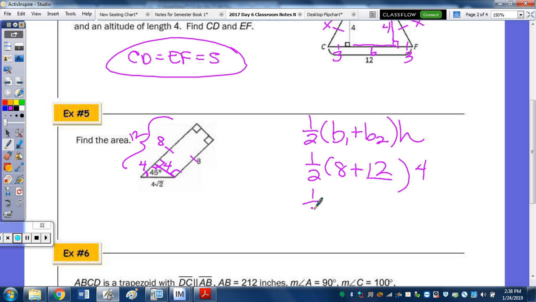So we have 1/2 of 20 times 4, which is how many units squared? 40. Good.